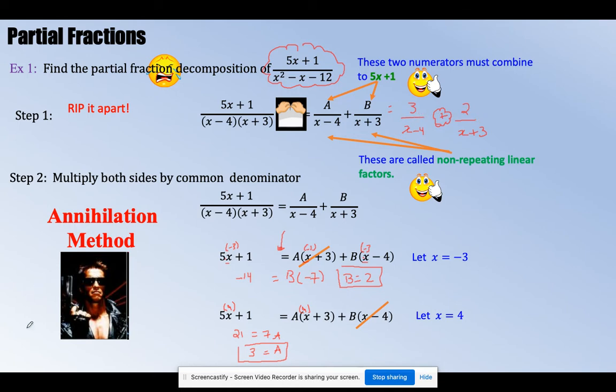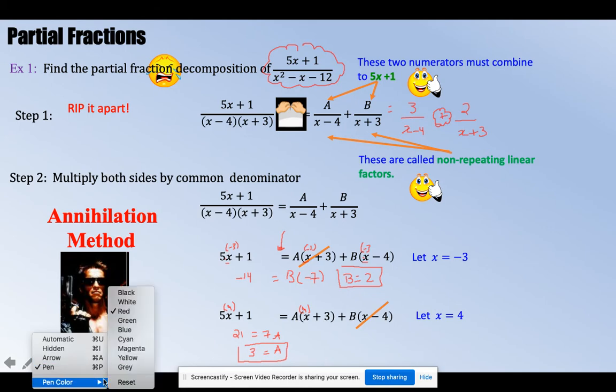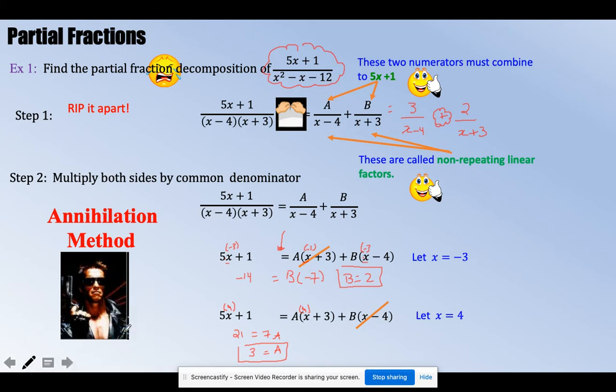And if you don't believe me, then check it. Check your work. To check your work, what are you going to do? You're going to get a common denominator, which is x minus 4 times x plus 3. And then you're going to multiply this numerator by x plus 3, and this numerator by x minus 4. And then you're going to combine the numerators on top of x minus 4 times x plus 3. And you're going to get 3x plus 9 plus 2x minus 8. And guess what you get, OMG? Hello! 5x plus 1. Okay?